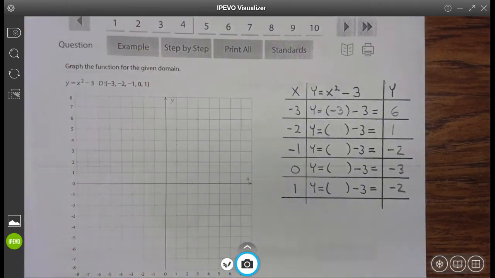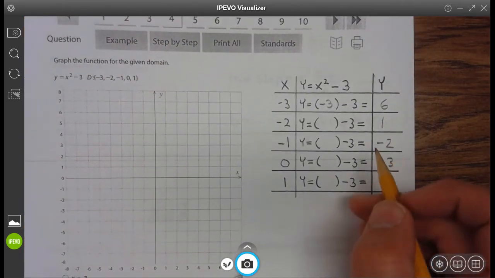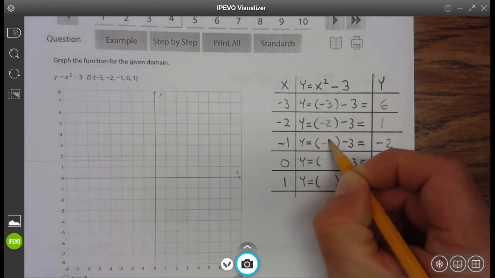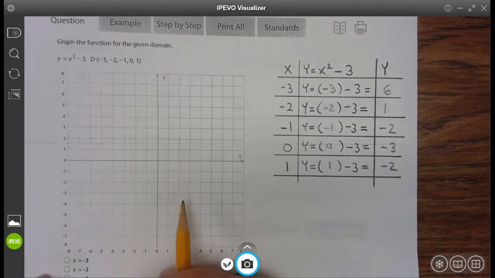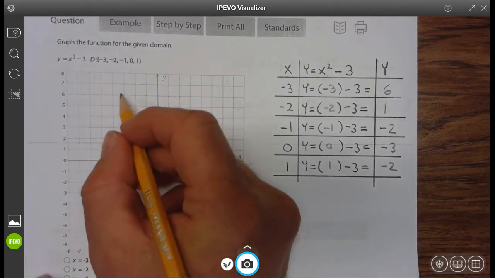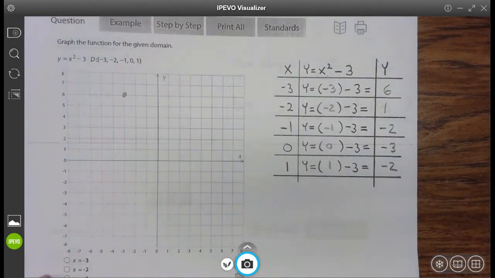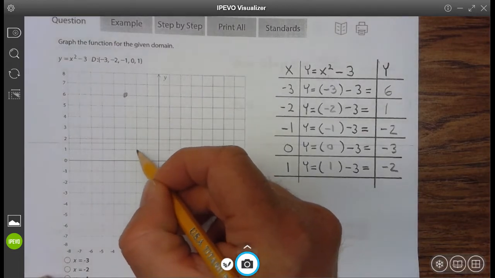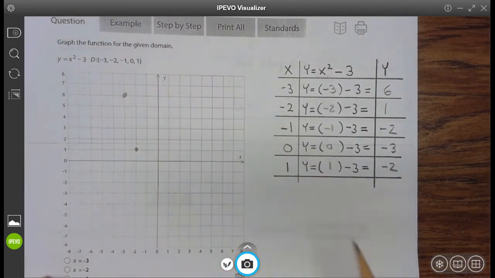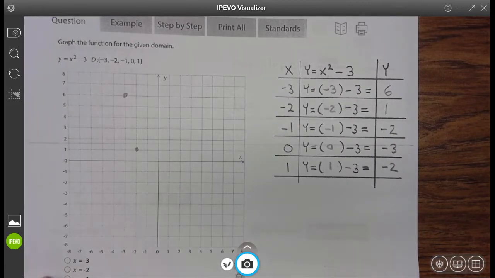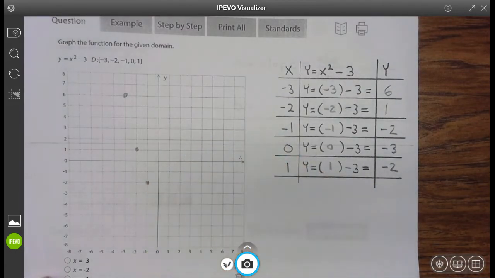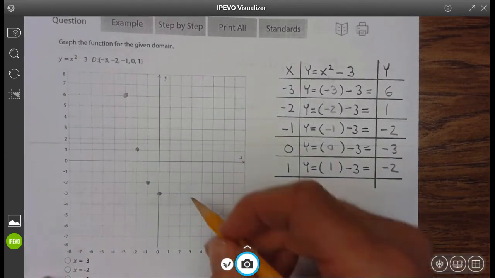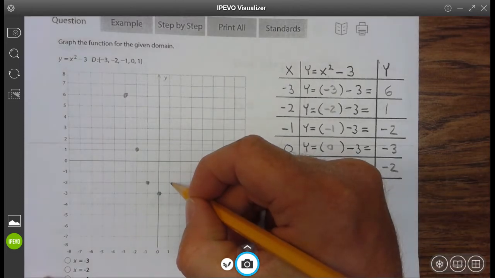All right. So our points are -3, 6, -2, 1, -1, -2, 0, -3, and 1, -2.